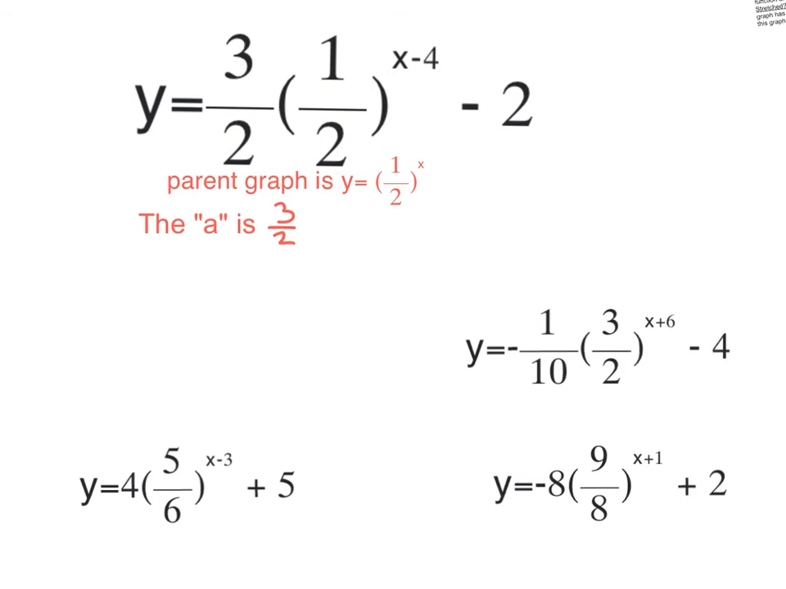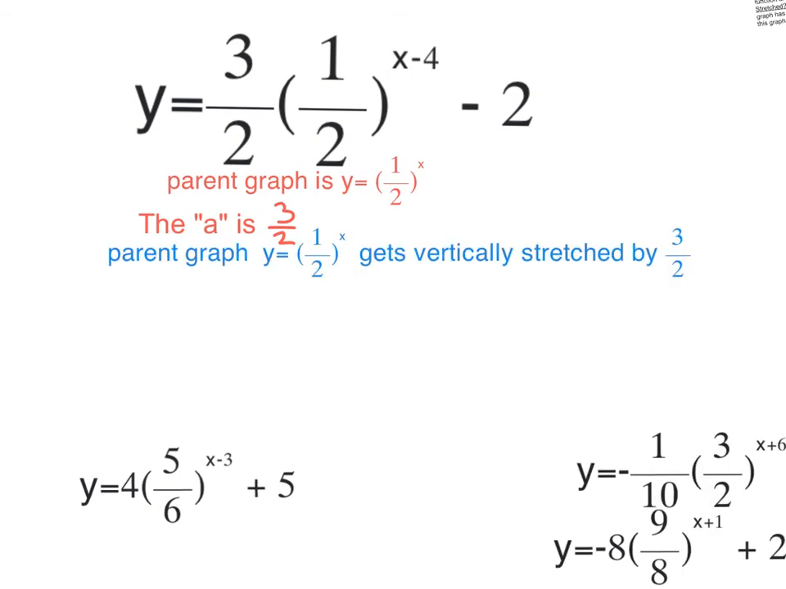Now, what does that a value actually tell us? The a value is 3/2. Is the a value greater than 1 or less than 1? It's greater than 1. It's actually 1.5. So that does cause a vertical stretch with the factor of 3/2. So I guess the best way to say it is that the parent graph y equals 1/2 to the x power gets vertically stretched by that a value 3/2. And it also has a translation.